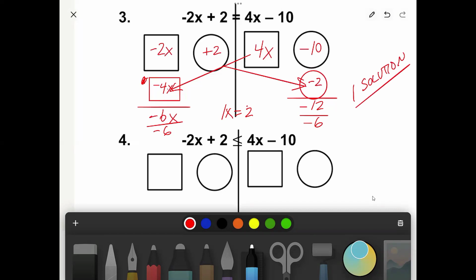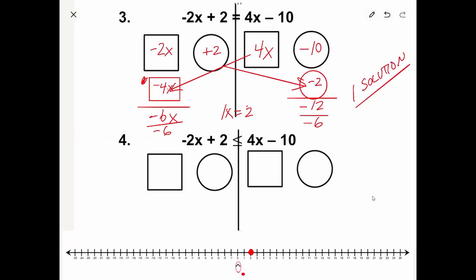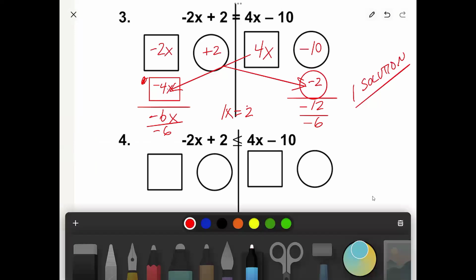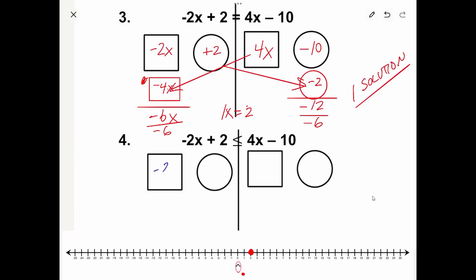Now, I'm going to do the bottom. And now I need you to pay attention because this is the only thing that's going to change between solving equations and solving inequalities. So do the same thing. Let me go here, make this blue. This is going to be a -2x goes in the x box, plus 2 goes in the circle, +4x goes in the x box, -10 goes in the circle.